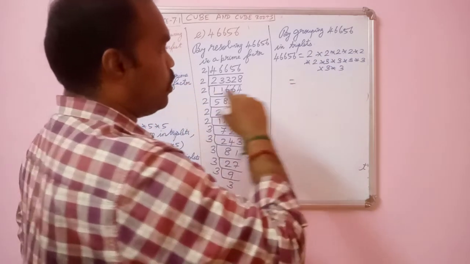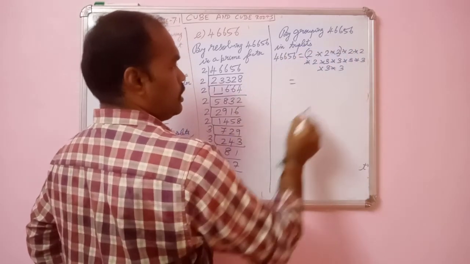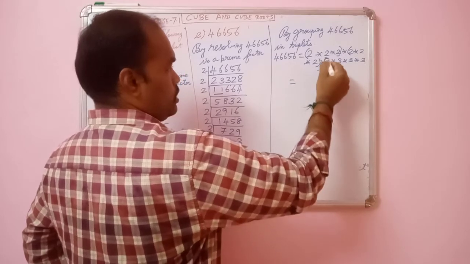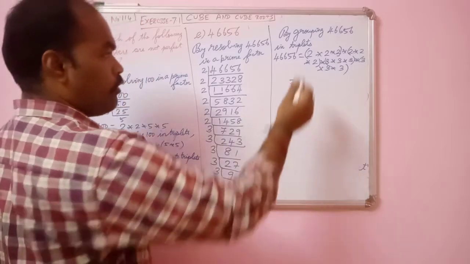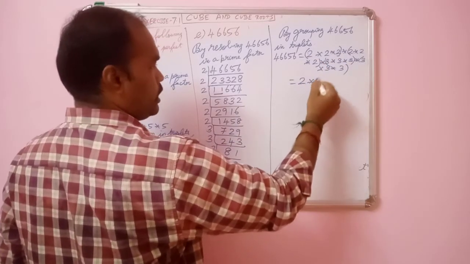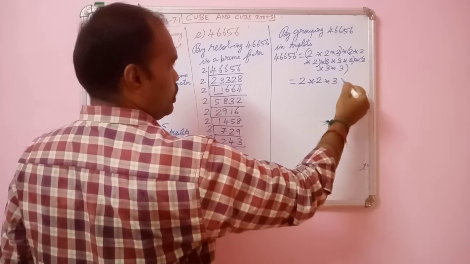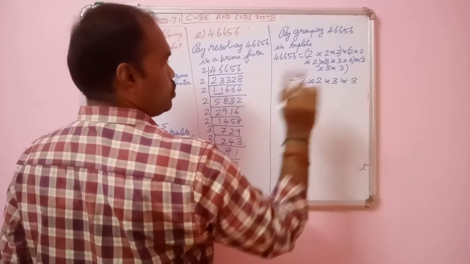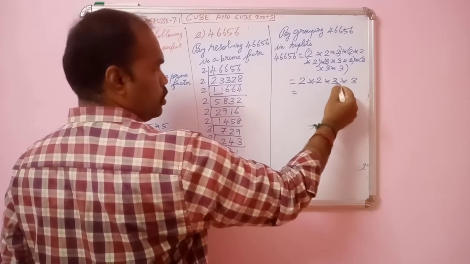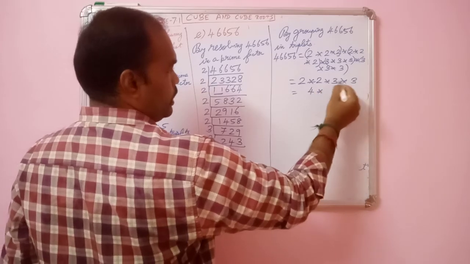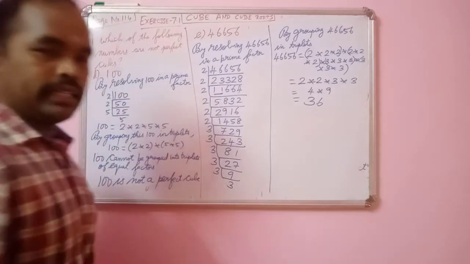So now we need to group this. When you are grouping, this one, this one, and this one, these 3 twos, these 3 threes. So from these 3 twos, 1 two we need to take. From these 3 threes, 1 three. So 2 twos are 4. 3 threes are 9. So 9 fours are 36.